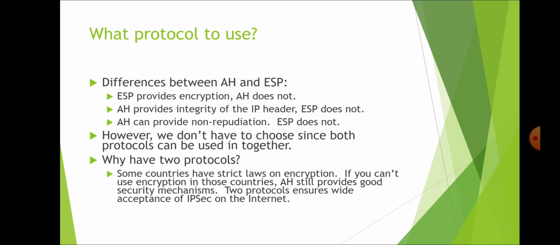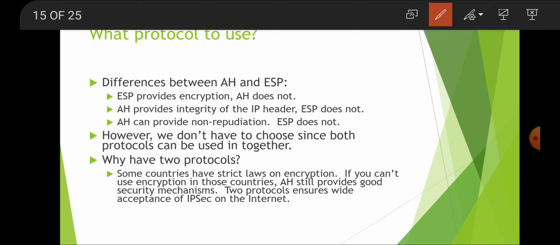What protocol to use? Now there will be the question in your mind: when, or which, protocol can we use? For that purpose, first we will see the difference between AH and ESP. ESP provides encryption, but AH does not provide encryption. We have already seen in the architecture of IP security that only encryption is provided by ESP.